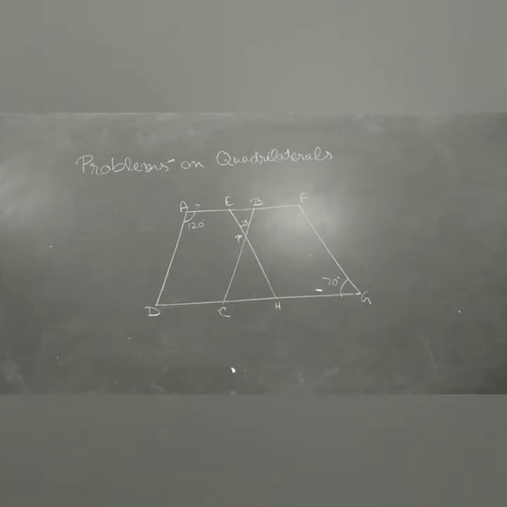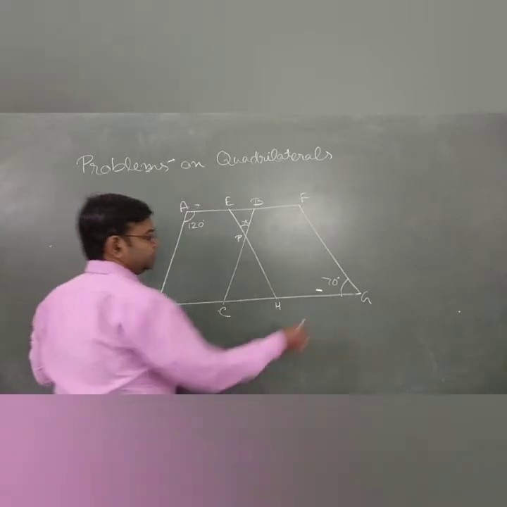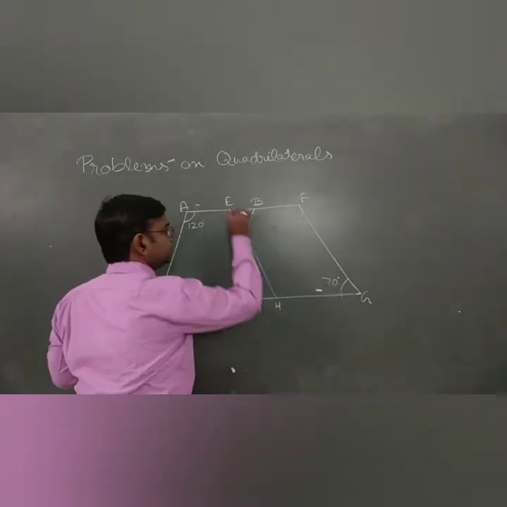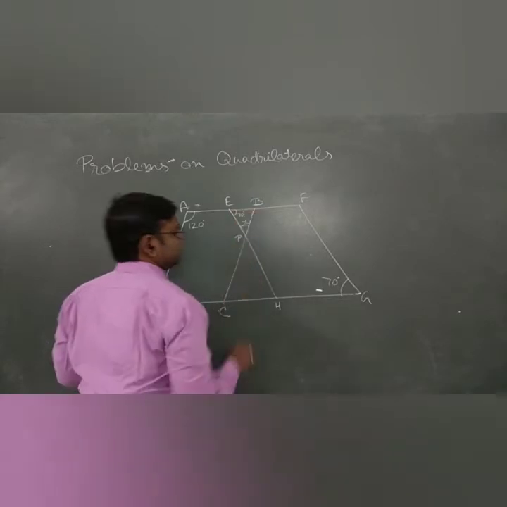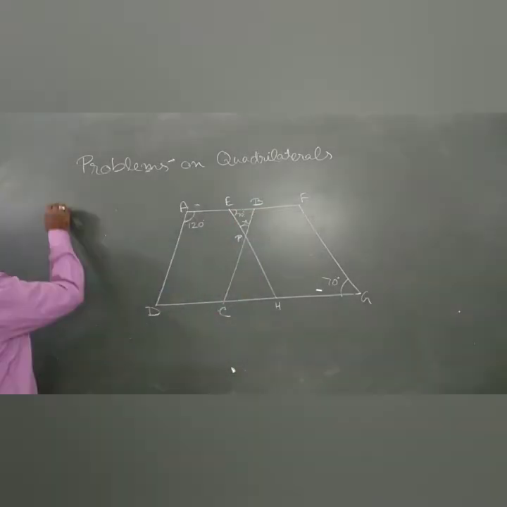As we know, opposite angles are equal to each other, and adjacent angles have a sum that is supplementary. Means what? If this is 70 degrees, then this value is also 70 degrees. Why? Because they are opposite angles.